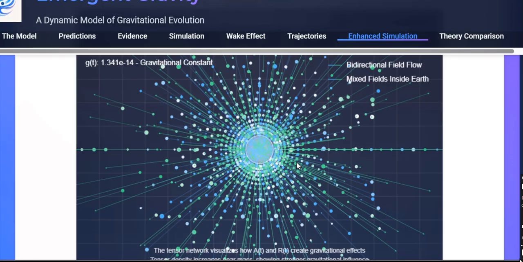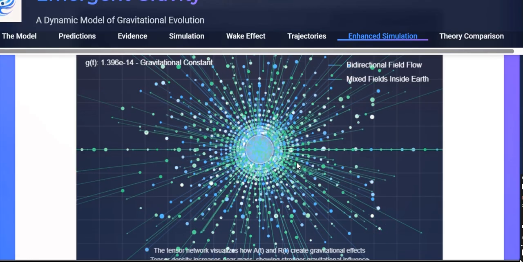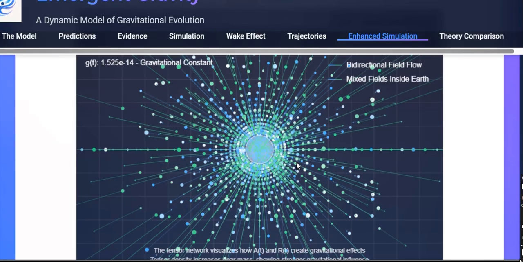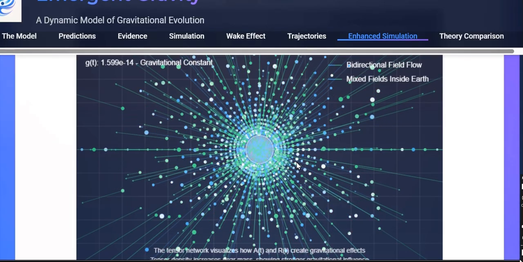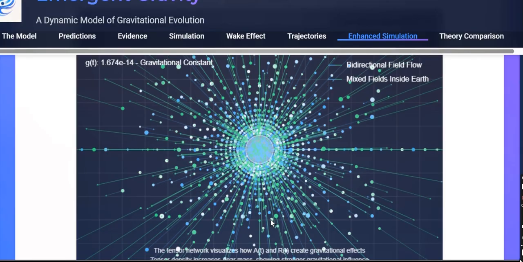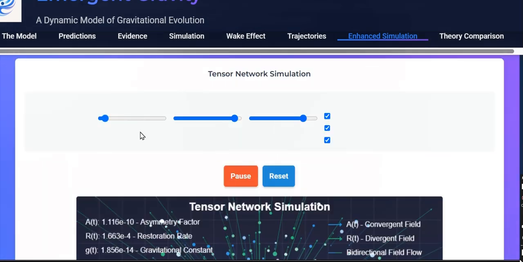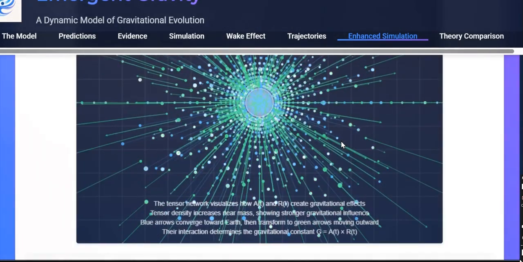The blue arrows pointing toward Earth represent what we call the A parameter, or asymmetry factor. This creates a convergent field that pulls inward, similar to what we experience as gravitational attraction. The green arrows pointing outward represent the R parameter, or restoration rate. This creates a divergent field pushing outward.